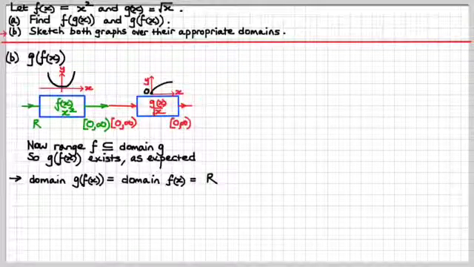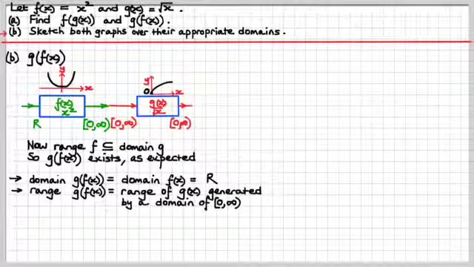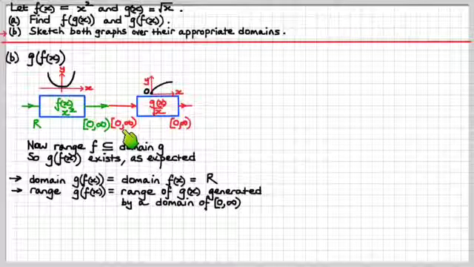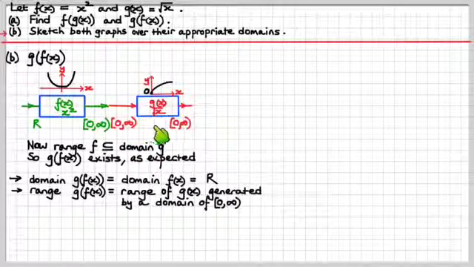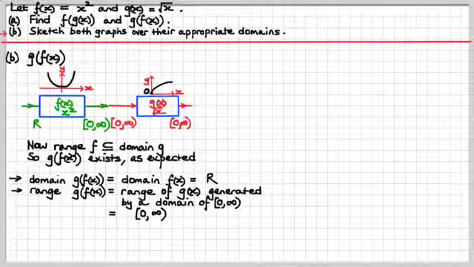Yes? Okay, so the domain now of the composite function is the domain of f of x, which is R, isn't it? And the range of g of f of x is the range of g of x, which is generated by whatever input goes into it. The input is from 0 to infinity inclusive, so therefore the output is from 0 to infinity inclusive. Guys, you get that? So no problem.